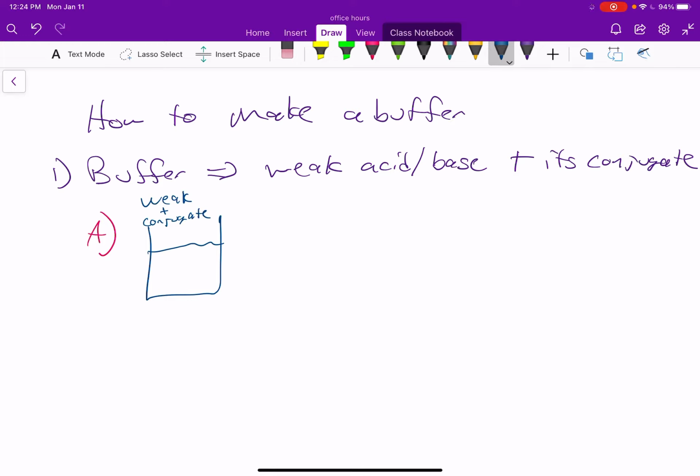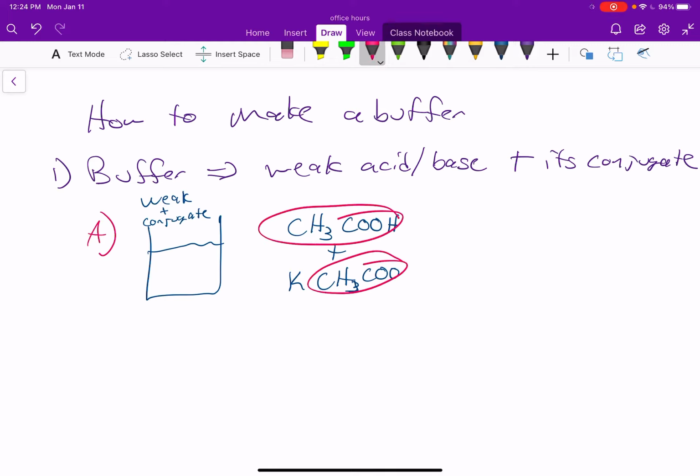So, for example, we could put in acetic acid, and then we need to put in its conjugate. Its conjugate is acetate, and you can't just have an ion on its own, so it's got to have a counter ion. We want to make sure that the counter ion is inert. So we're going to have potassium acetate. Remember, potassium is the conjugate of the strong base potassium hydroxide, so it is inert. What you're putting into your beaker at this point is the weak acid and its conjugate. You could do that with a base as well.